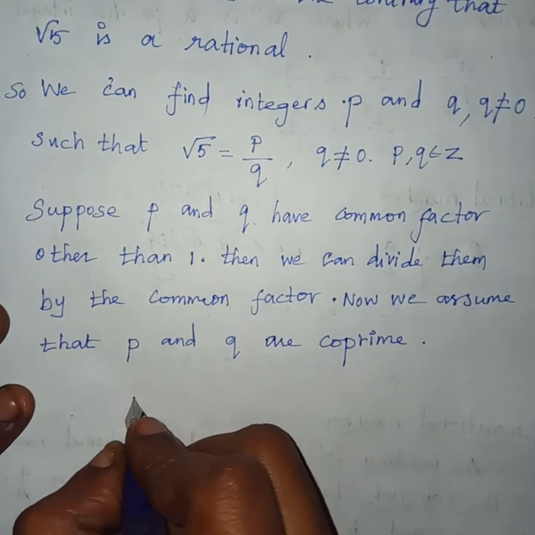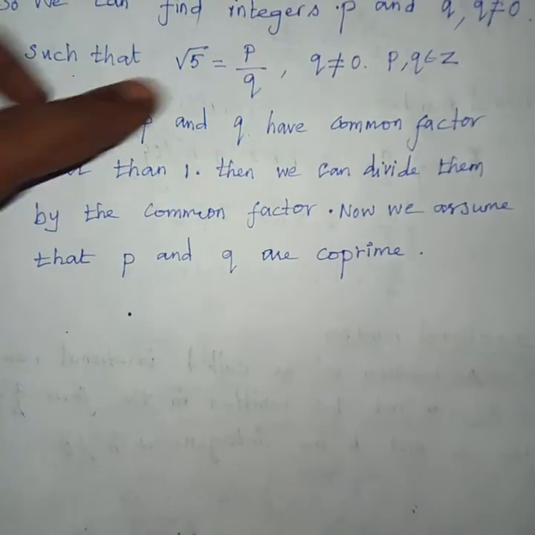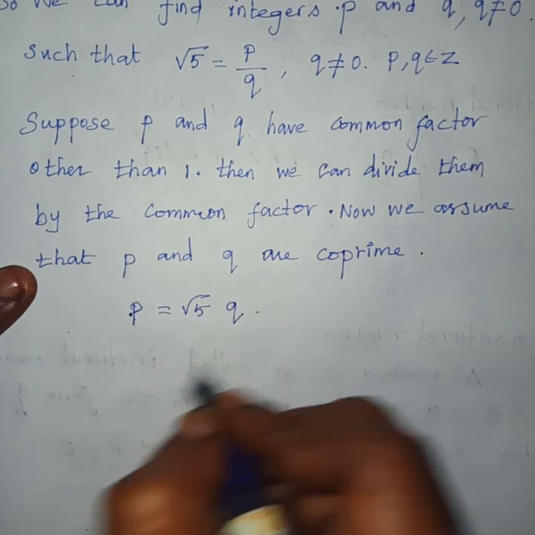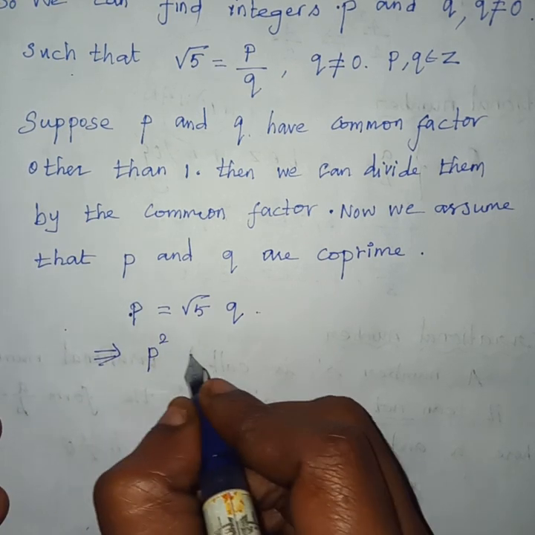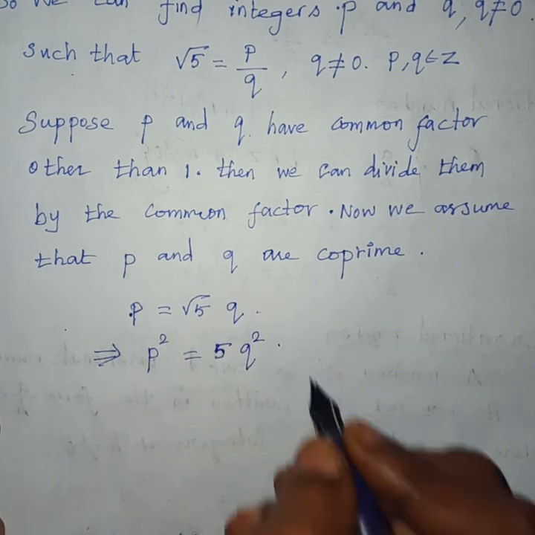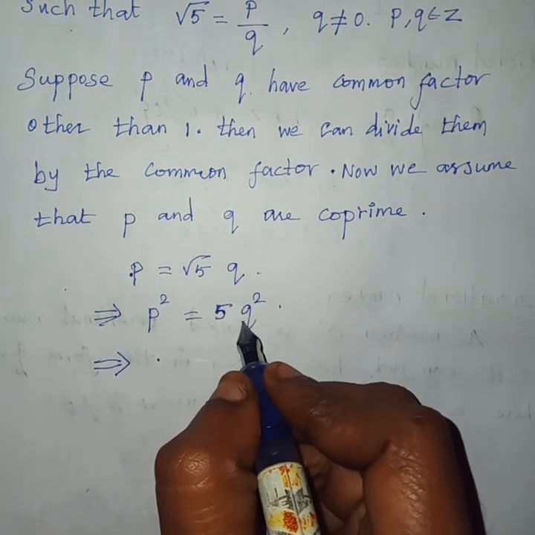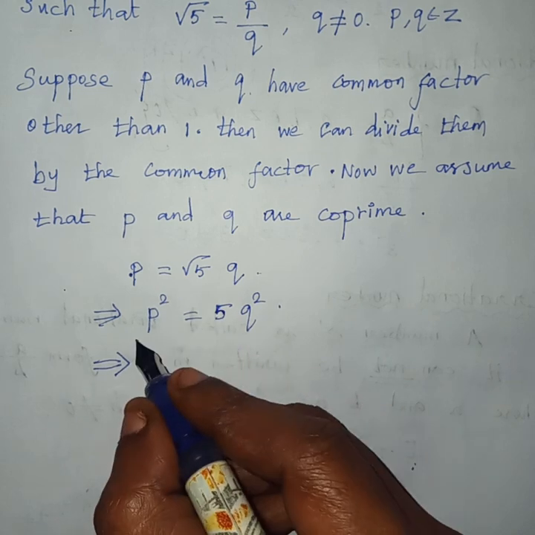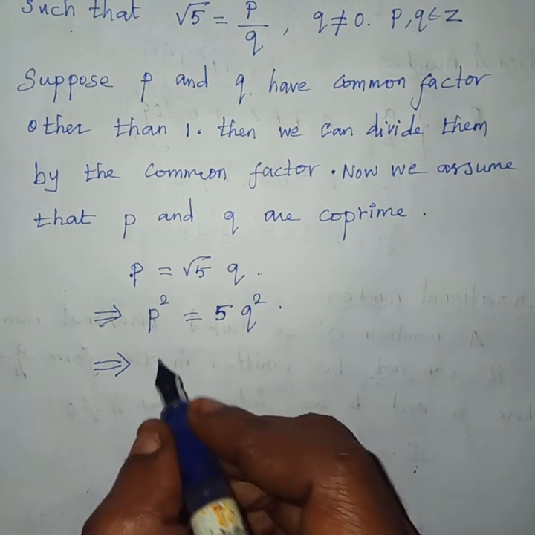Now we already know that root 5 equals p by q. So we can write p equals root 5 into q. Now squaring on both sides, root 5 squared means 5, so p squared equals 5 into q squared. So what does this imply? It implies p squared is divisible by 5, or 5 divides p squared.